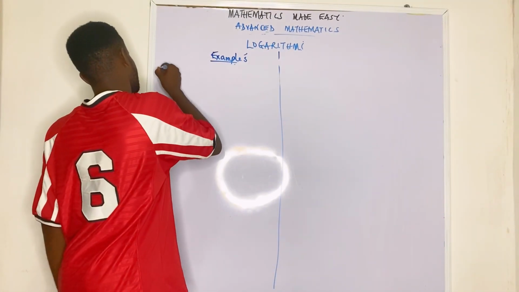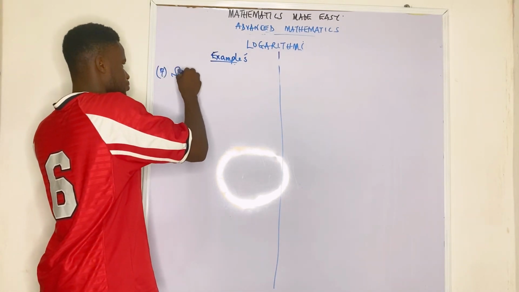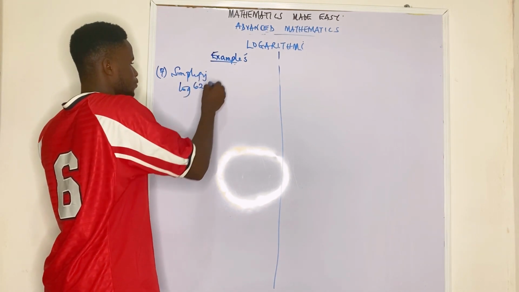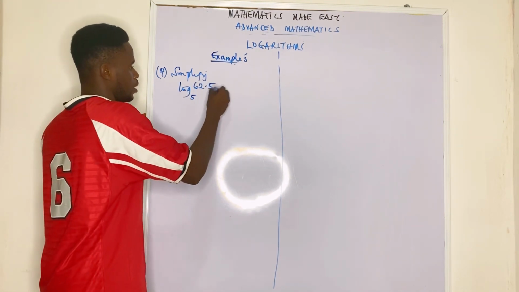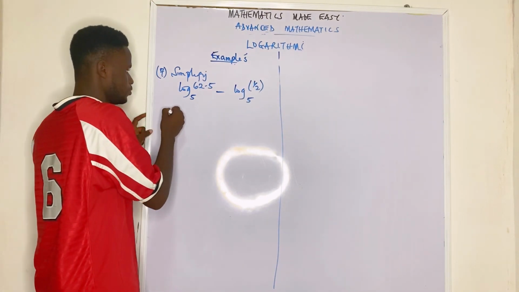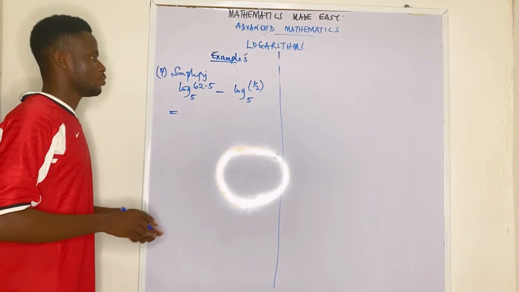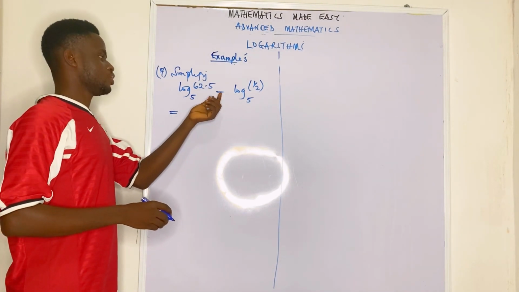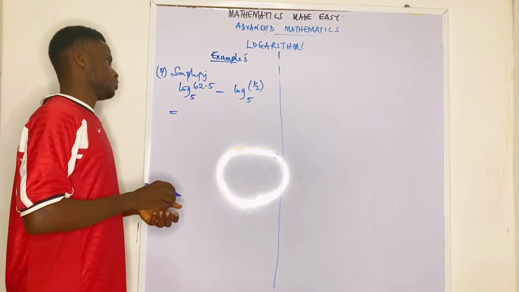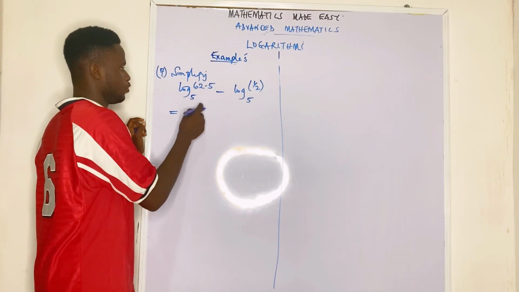Another example. If we are given log, let's say it's 62.5 base 5 minus log 1 over 2 base 5. Here now you simply apply your division law. These are in subtraction and they are of the same base. You can see that you can apply your division law, because you can't solve all these ones separately like that. Let's apply the law first.